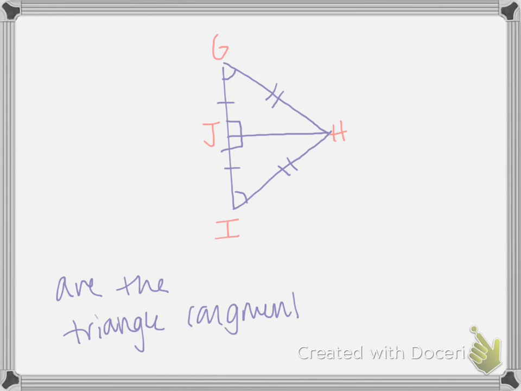Okay, are the triangles congruent? I have to have the three sides congruent and the three angles congruent for it to be congruent. So it looks like I have one side congruent and the other side congruent. So if I have two sides congruent, that means this last side is congruent. So now we need to check to make sure all of our angles are congruent.